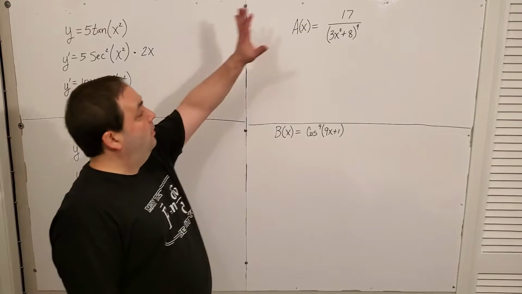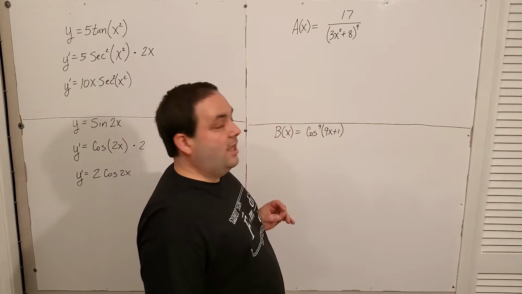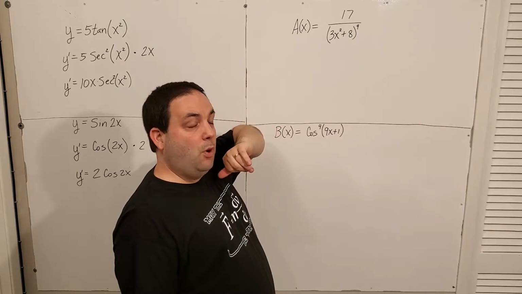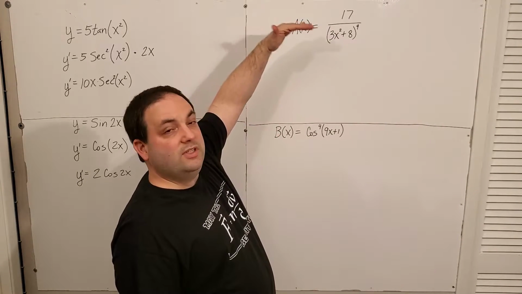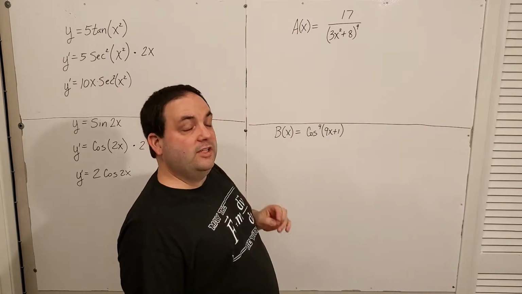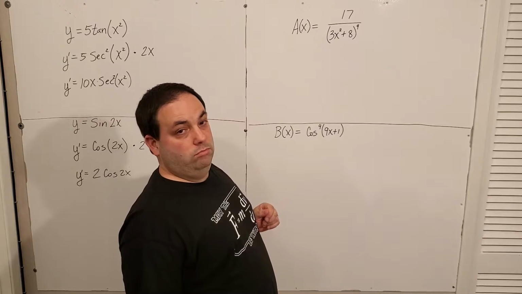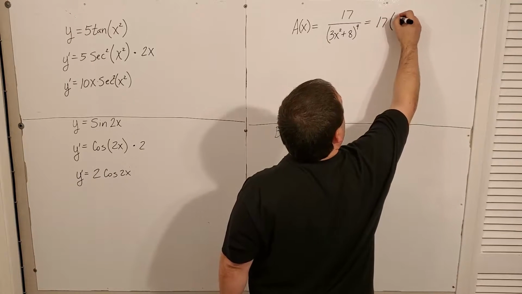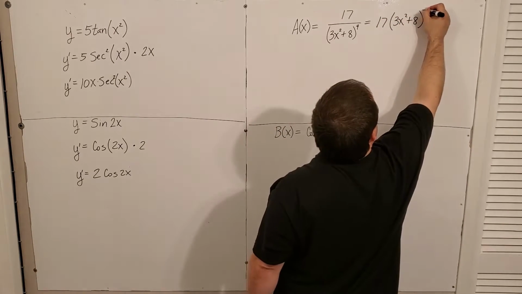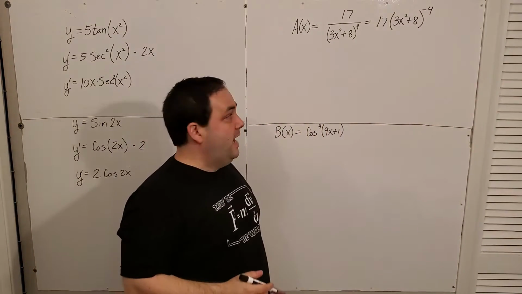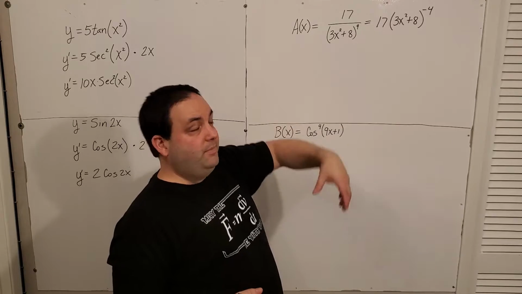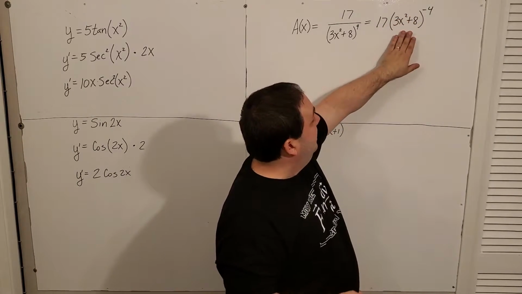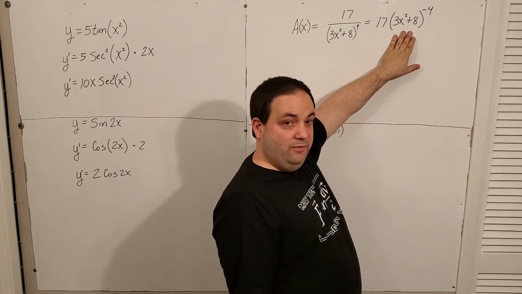Okay, now let me upgrade you a little bit. This one looks like it requires a quotient rule, right? Well, notice there's no variables in the top, and that's part of the key here. Since there's no variables in the numerator, I can actually work this with just a chain rule, no quotient rule, right? Here's what I do. I rewrite this as 17 times 3x squared plus 8 to the negative 4 power. Now it's just 17 times something to the negative 4, and it's a chain rule because the something on the inside is also an inside function itself.